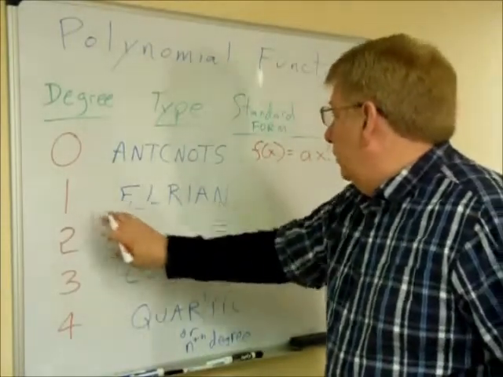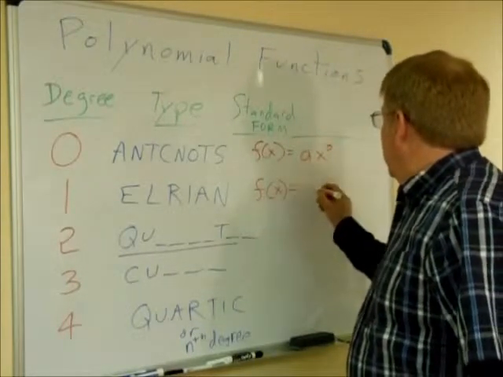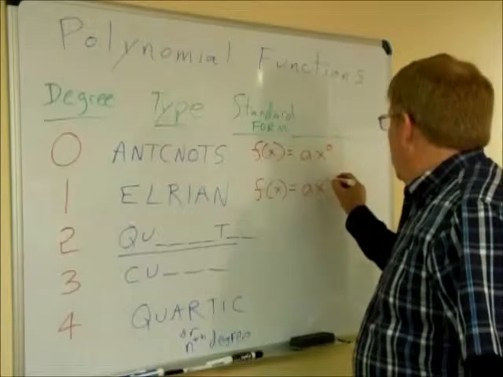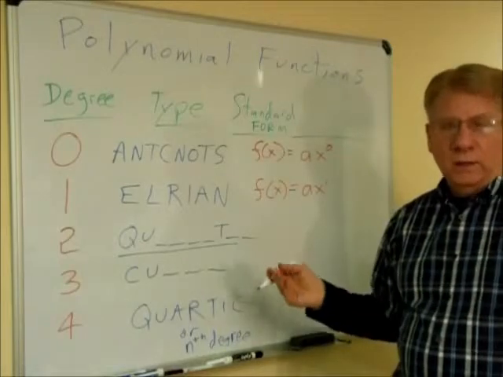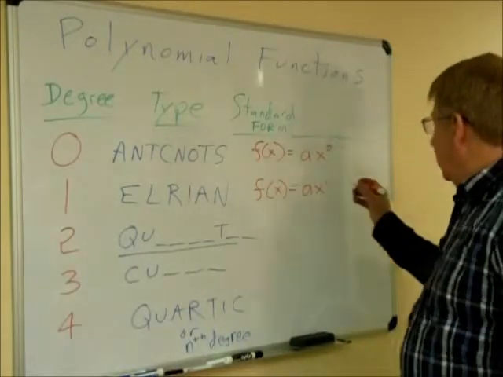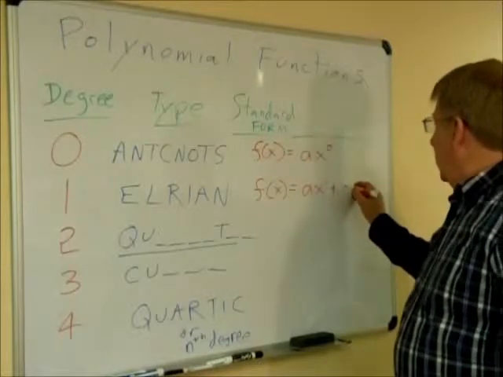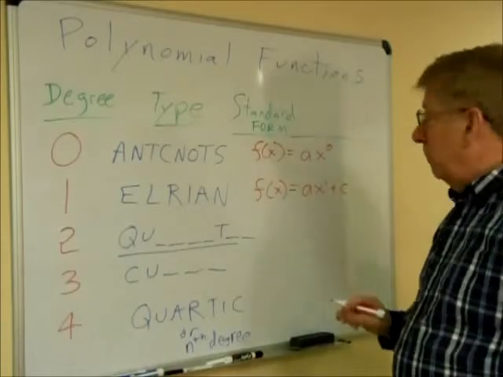If it's to 1 degree, we have function of x is a times x to the 1. Of course, 1 is understood, so you can just say ax. And then if you have a constant, you could just say a x to the 0, or I'll just say c for constant.